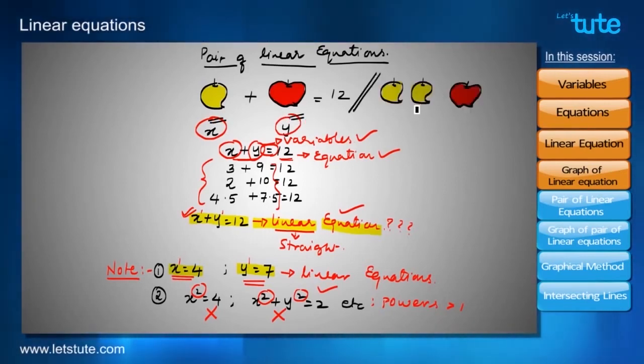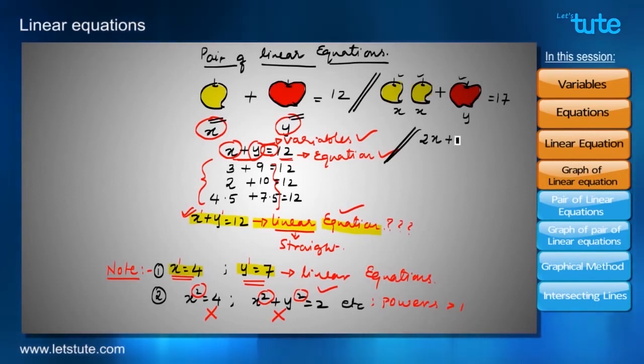So this time I have sent my brother to the same shop. He bought 2 mangoes and 1 apple for 17 rupees. As we have already assumed the price of 1 mango as x rupees and price of 1 apple as y rupees, we can write this as 2x, that is 2 mangoes, plus y, 1 apple, and total expense is 17 rupees. We can see that here we got one more linear equation since the powers of the variables are 1.